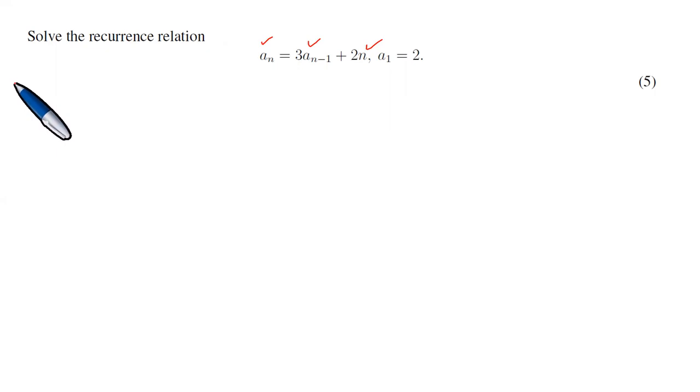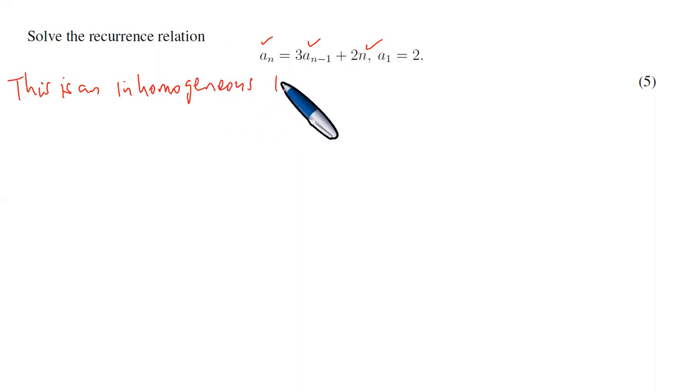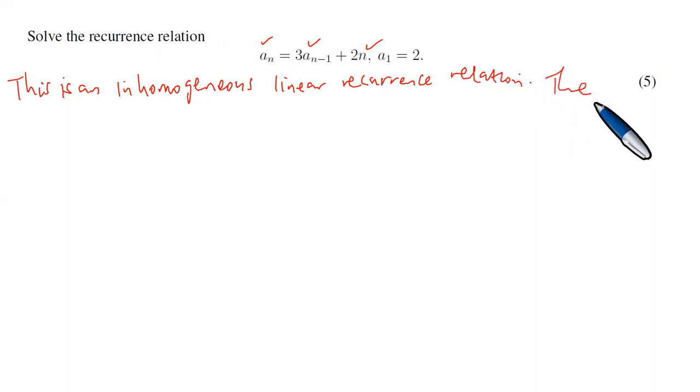But first things first, we note that this is an inhomogeneous linear recurrence relation. The corresponding homogeneous. So this one, because it is inhomogeneous, because it has this n term, we convert it, so we obtain the corresponding homogeneous recurrence relation.